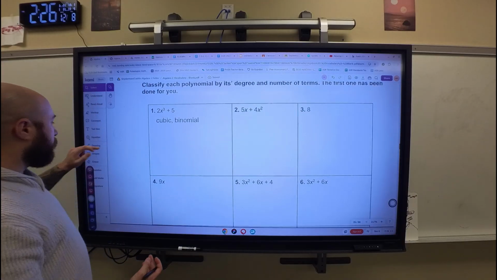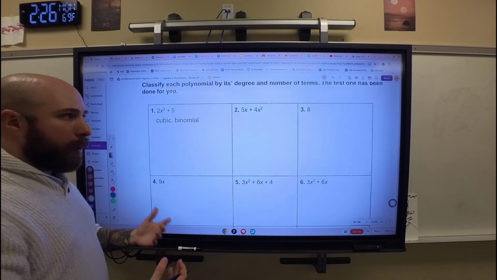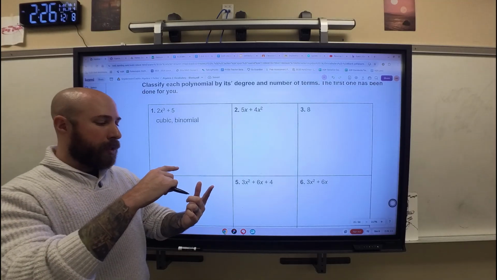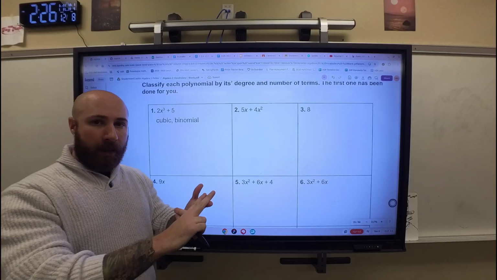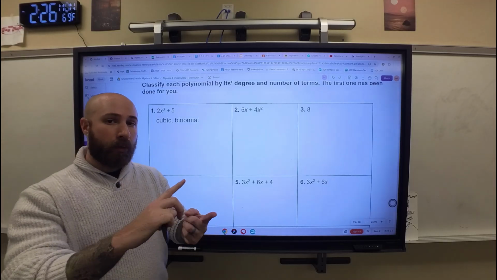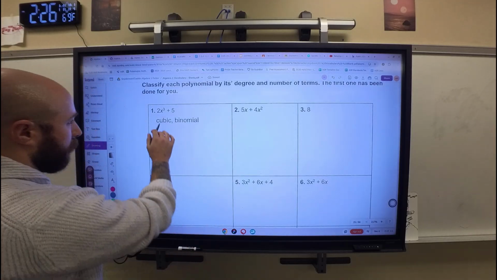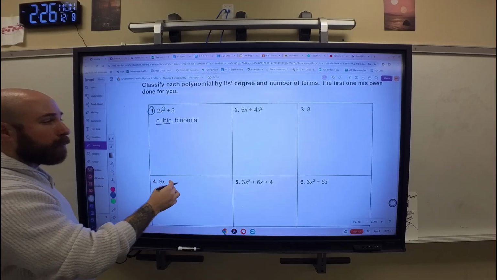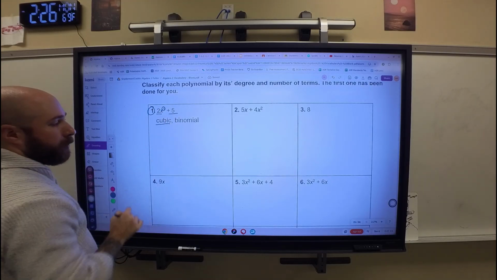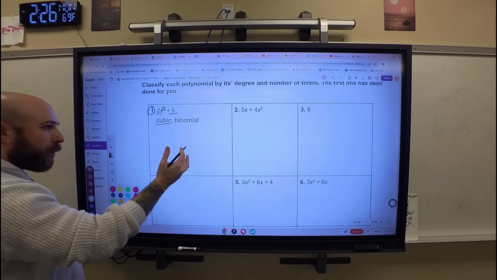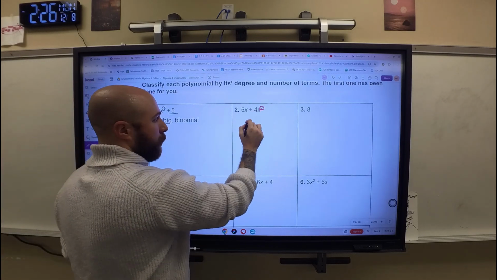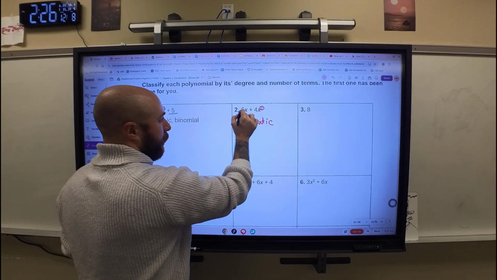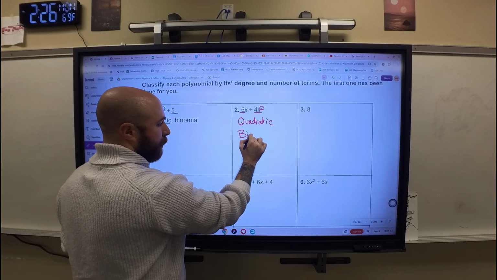All right, so let's take a look here. When I ask you to classify, you have to use both the degree and the number of terms. And we always want to do degree first, then number of terms. So if we look at this first one here, we have a highest exponent of 3, that's where cubic comes from, and we have 2 terms, that's where binomial comes from. With number 2, I have a highest exponent of 2, so that's quadratic. I have 2 terms, so it's a binomial.